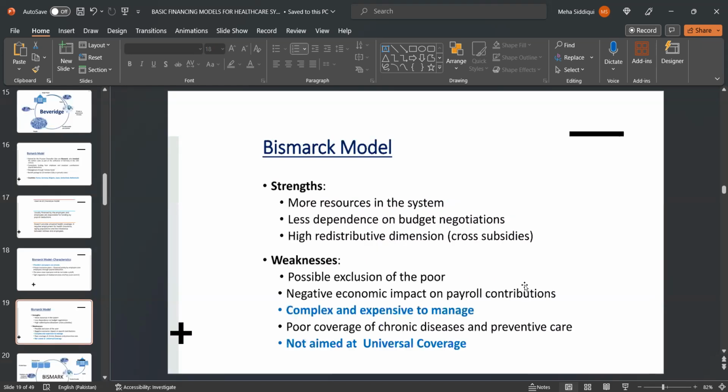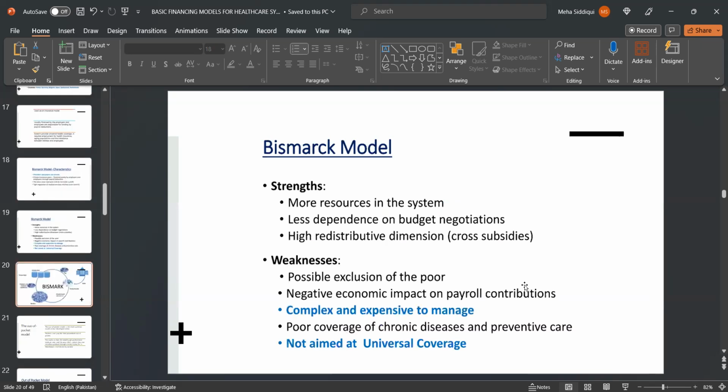The strengths of this model are more resources in the system, less dependence on budget negotiation, and high redistribution dimensions. And weaknesses are possible exclusion of the poor, negative economic impact on payroll contributions, complex and expensive to manage, poor coverage of chronic disease in preventive care, and it is not aimed at universal coverage as the Beveridge model was doing.